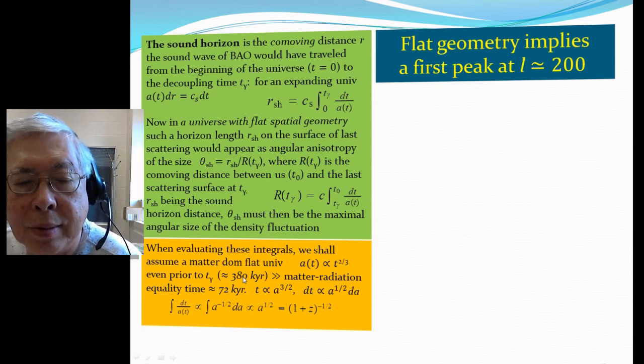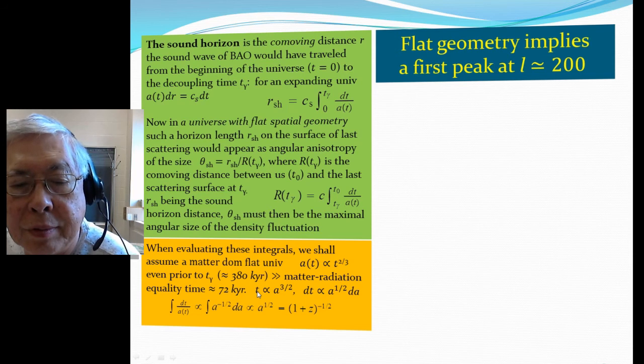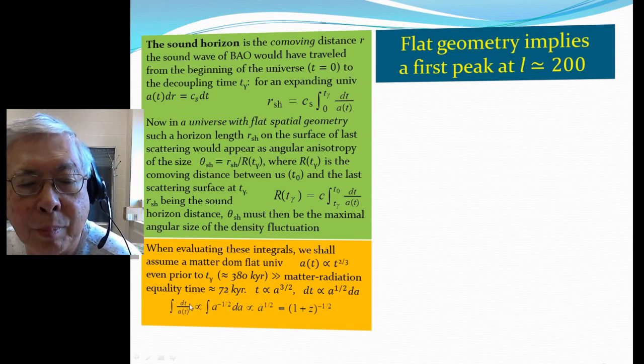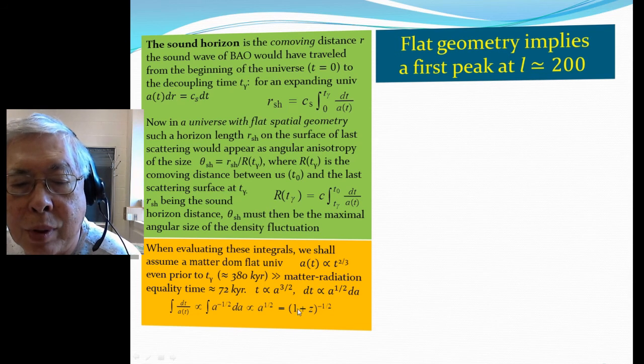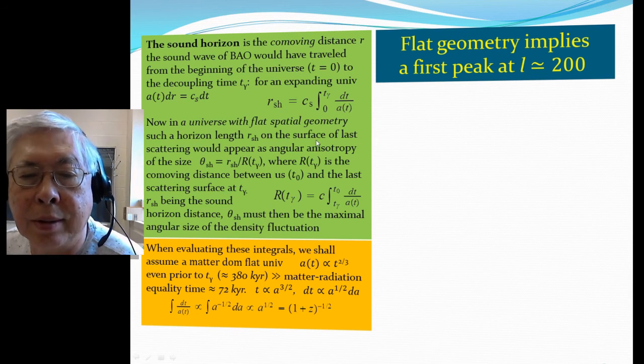bad approximation. So now if a goes like t to the 2/3, then t goes like a to the 3/2. So I invert this relation, and dt is the square root of a times da. You plug this in and divide by this a in the integrand, so you get a negative power, and that's good. Since 1 over a is 1 plus z, the square root of a is 1 over the square root of 1 plus z. The z is redshift.